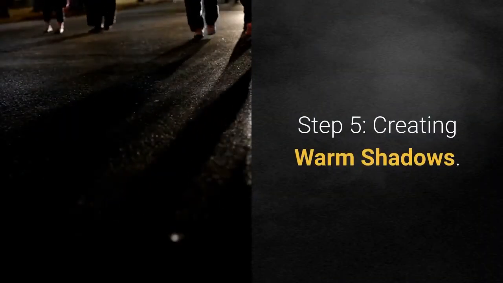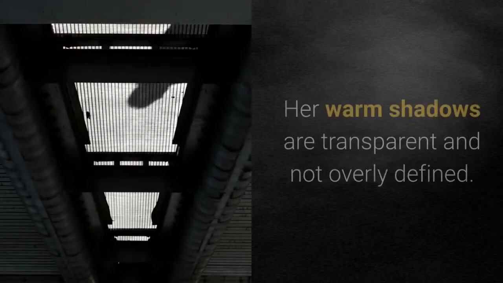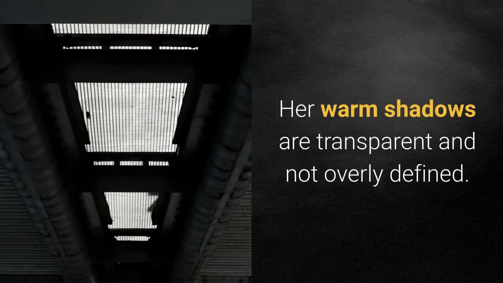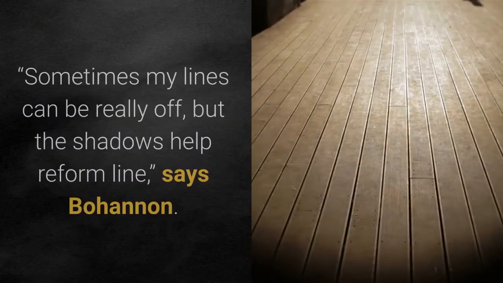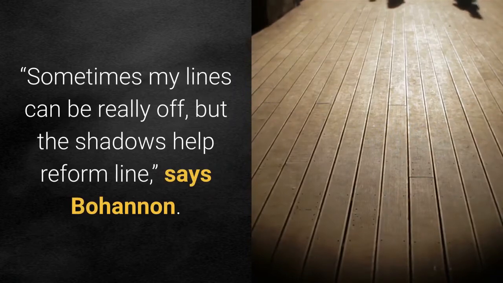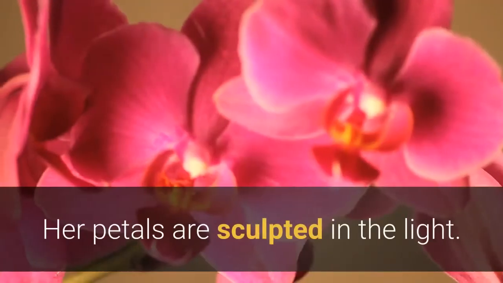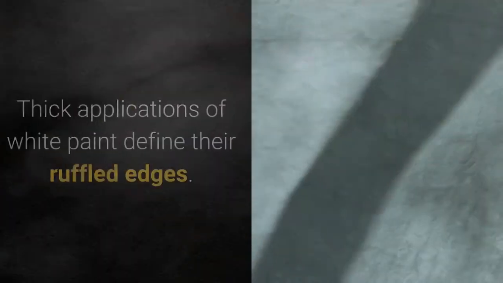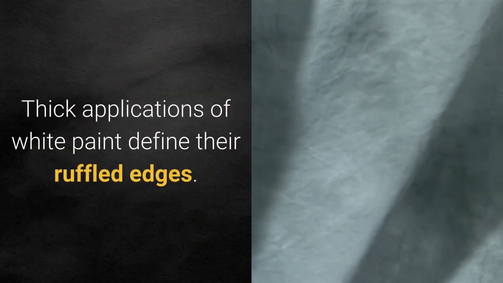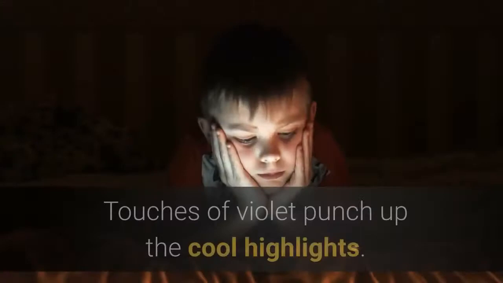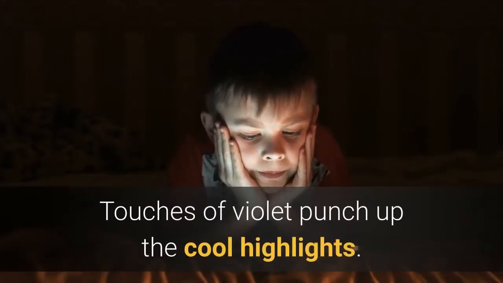Step 5. Creating warm shadows. Her warm shadows are transparent and not overly defined. "Sometimes my lines can be really off, but the shadows help reform line," says Bohannon. Her petals are sculpted in the light. Thick applications of white paint define their ruffled edges. Touches of violet punch up the cool highlights.